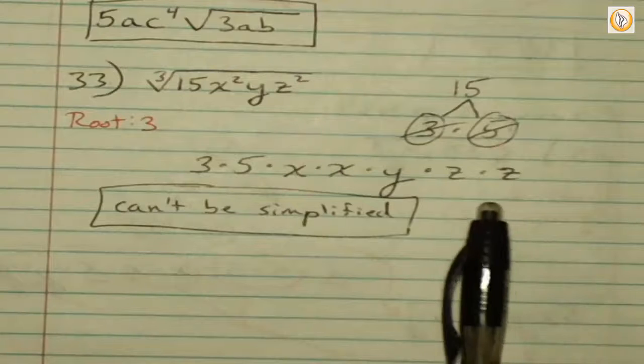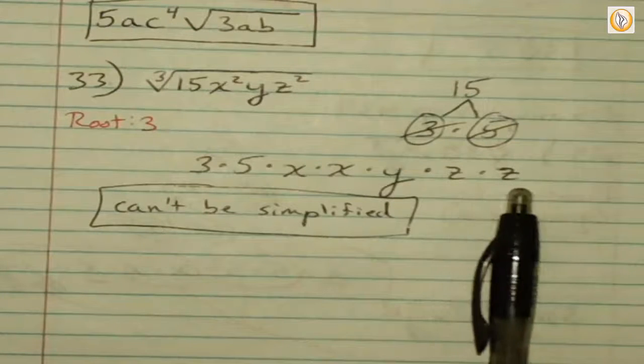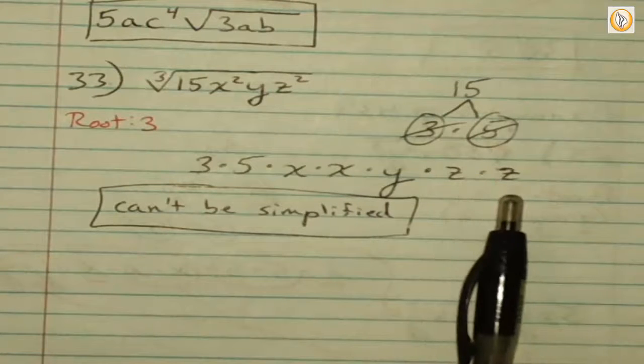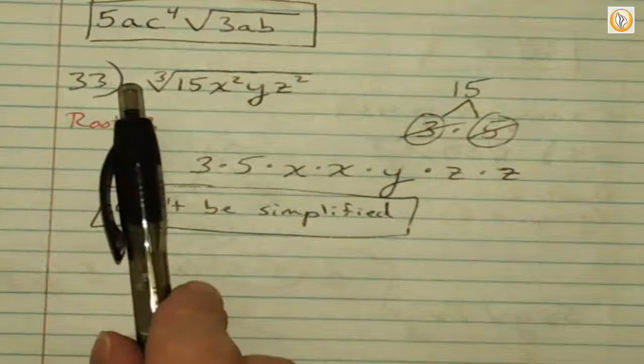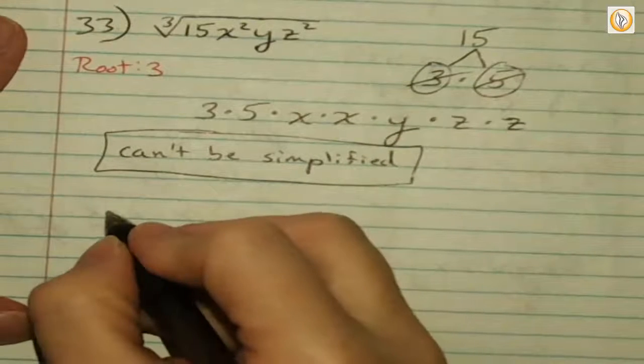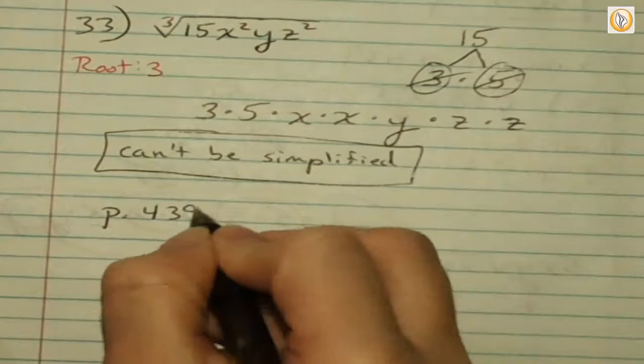Now, if I had 3 z's, there'd be at least one group, and it would go on the outside, and then everything else would be on the inside. Does that make sense? Miranda, does that make sense? Any questions?